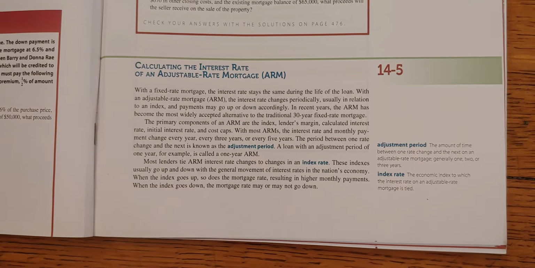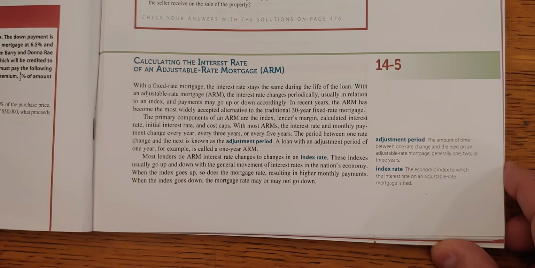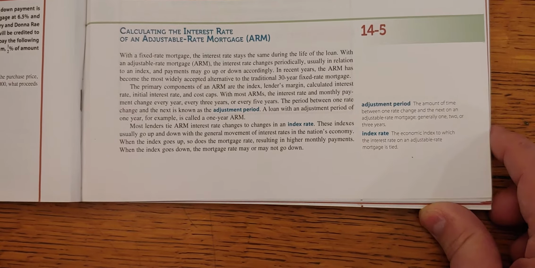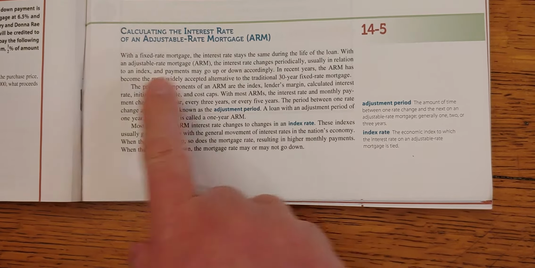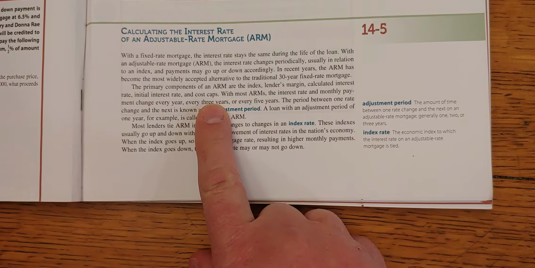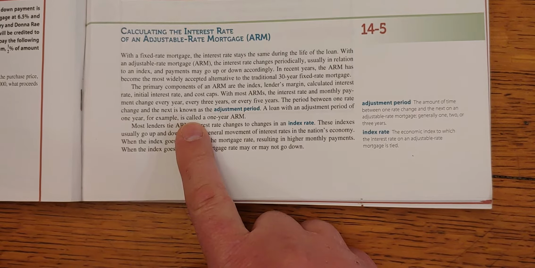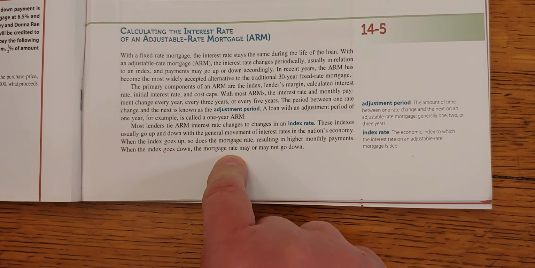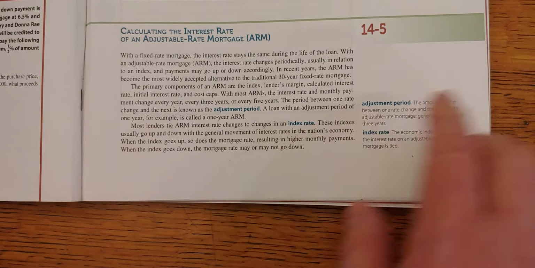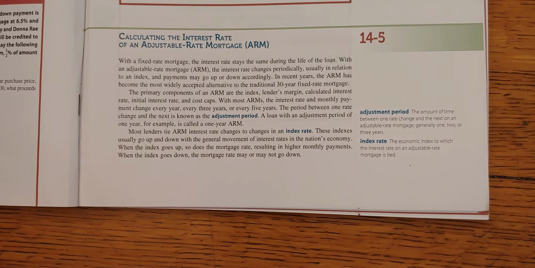But we also talked about adjustable rate mortgages, where there might be an initial teaser rate for a certain time period, an initial interest rate per year. And then after a certain time period, the rate will adjust. And that's an adjustable rate mortgage.